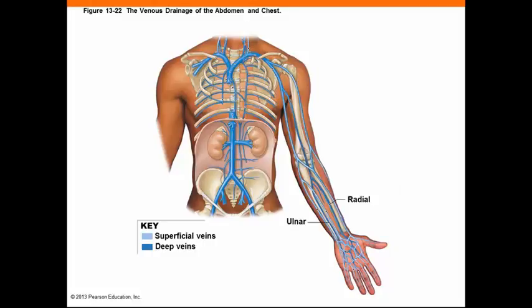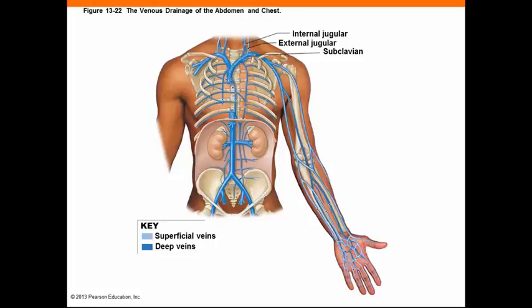Deeper forearm veins are the radial veins and the ulnar veins, which fuse to form the brachial vein, which joins the basilic vein and becomes the axillary vein at the armpit. The cephalic drains into the axillary vein, and the axillary continues and becomes the subclavian vein at the first rib.